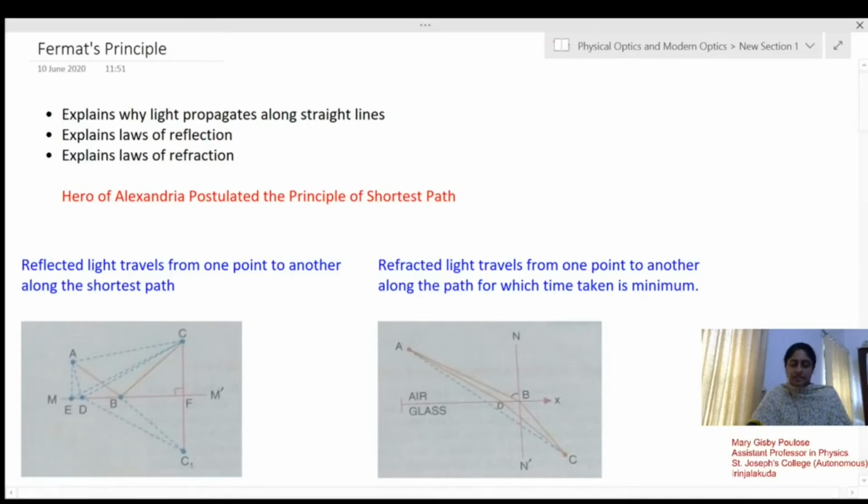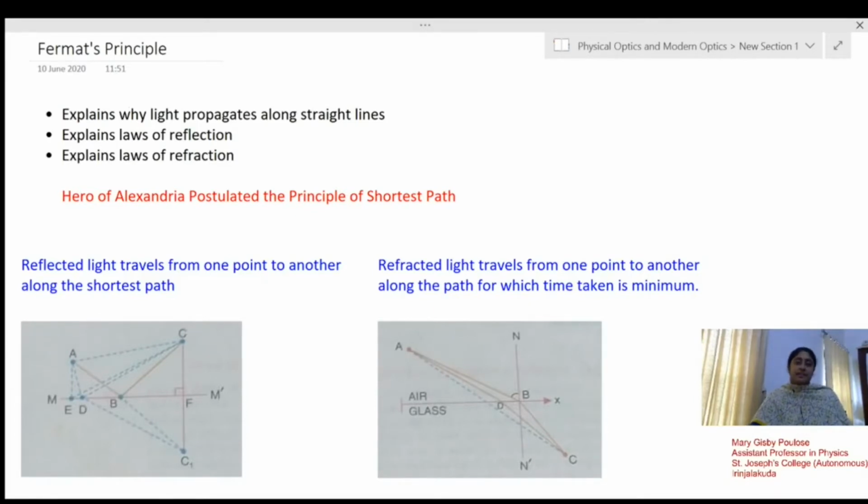Good day, students. Today we shall discuss Fermat's principle in light. Fermat's principle can be used to explain the rectilinear propagation of light through a medium. That is why light propagates along a straight line in a medium. It can also be used to explain the laws of reflection and also the laws of refraction.